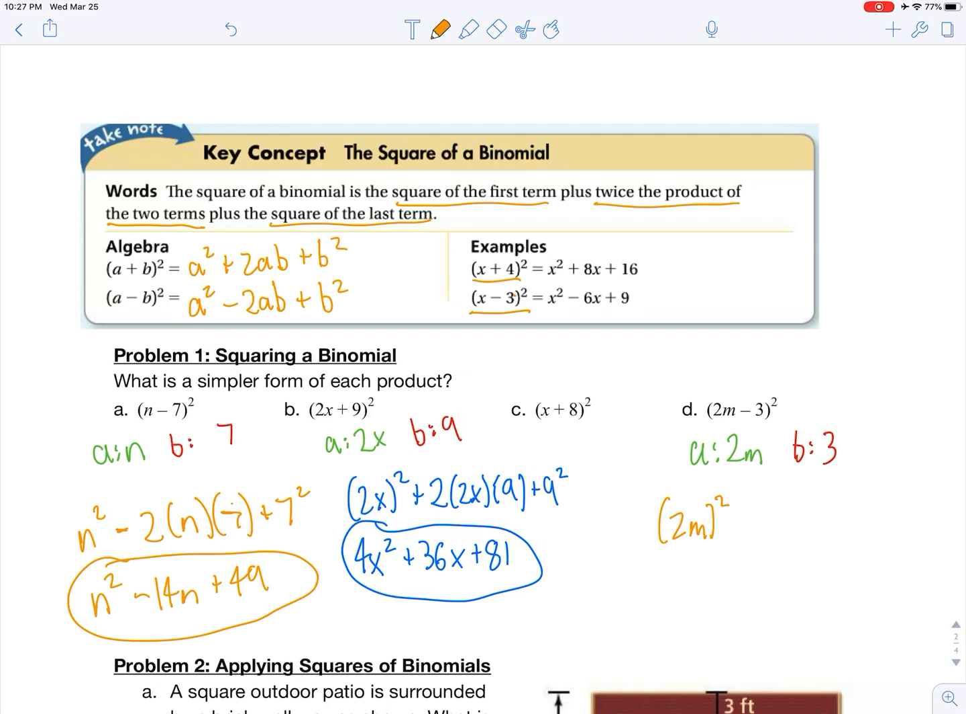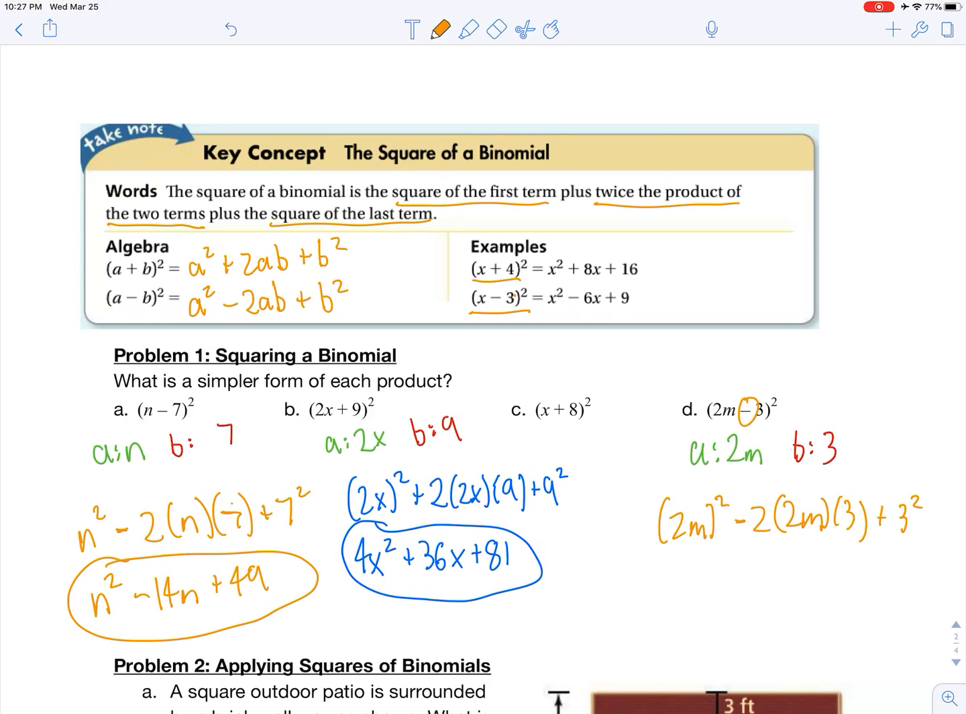In the middle, we do got to make sure that I'm using that minus. So minus 2 times both terms, 2m and 3. And then the square of the last term looks like that's just going to be 3 squared. Got to remember that that last term is always positive. Whenever I do a negative times a negative, doesn't matter. Going to come out to a positive last term.